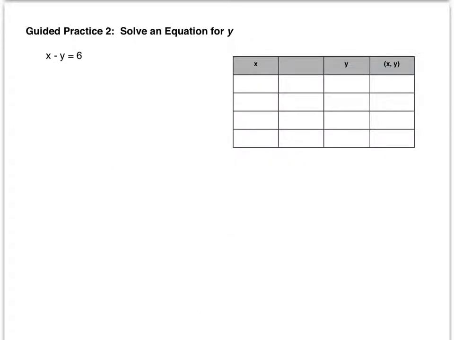Let's try one together. In guided practice 2, we'll solve x minus y equals 6 for y, and then find 4 ordered pairs. So here we need to subtract x.